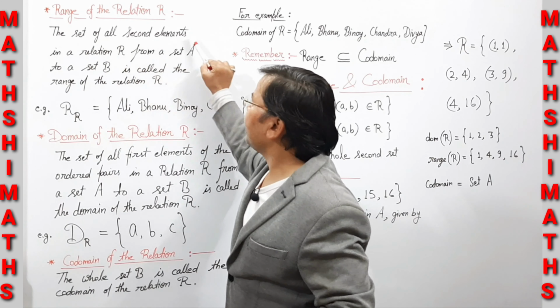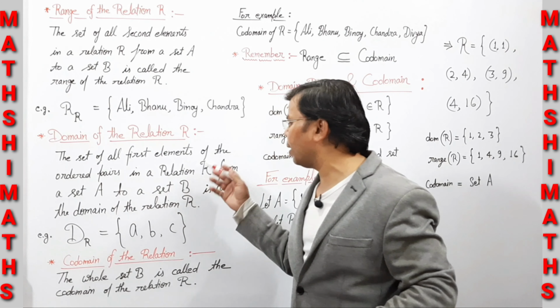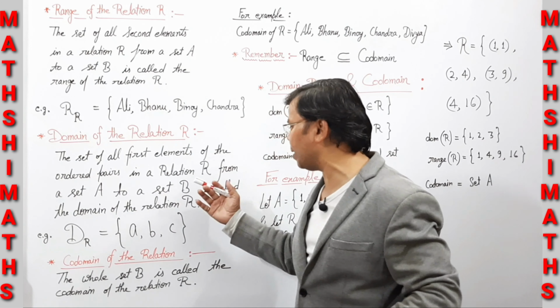Domain of the relation R, the set of all first elements of the ordered pairs in a relation R from a set A to a set B is called the domain of the relation R. For example, A, B, C are the domains of the relation R.